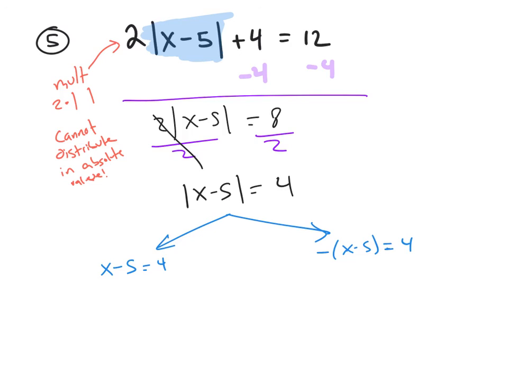And then I solve both of those equations. So I'm going to add 5 to both sides, x equals 9, or here I distribute: negative x plus 5 equals 4, negative x equals negative 1, like if I subtracted 5 from both sides, and then divide by negative 1, I get x equals positive 1.